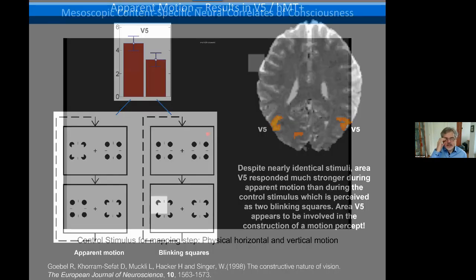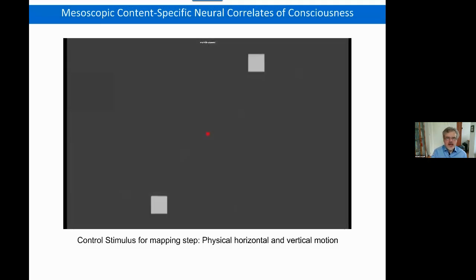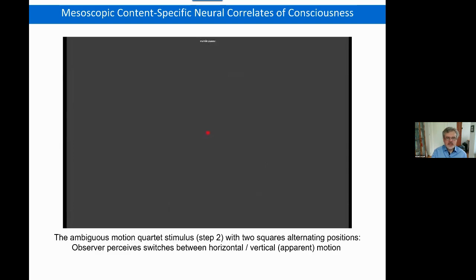In this high field application of apparent motion, we first mapped, similarly as shown before, the horizontal and vertical axis of motion, now only these two opposing directions of motion, as a first step for an ultra-high field experiment. This is the main stimulus. This is the apparent motion stimulus. They are simply shown two squares, either oblique left upper right lower corner or left lower right upper corner. And this is an ambiguous stimulus. So you can either see the stimulus moving horizontal or moving vertical. This is the so-called motion quartet stimulus.